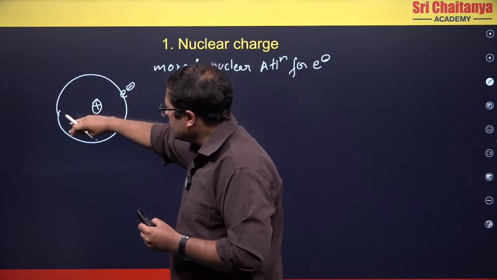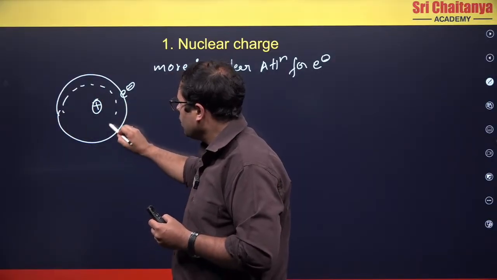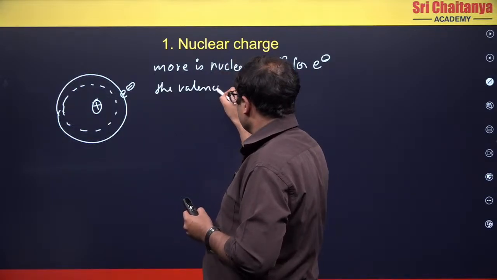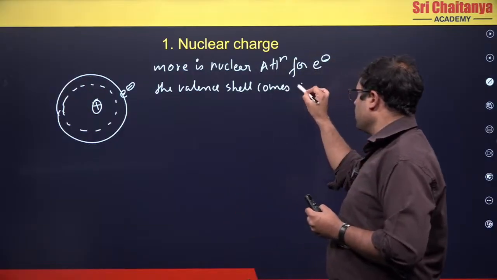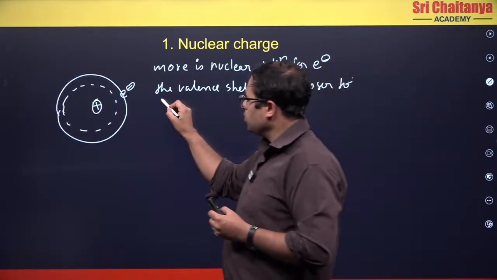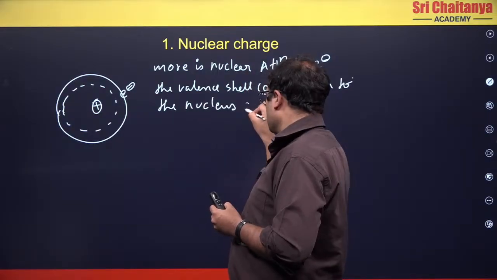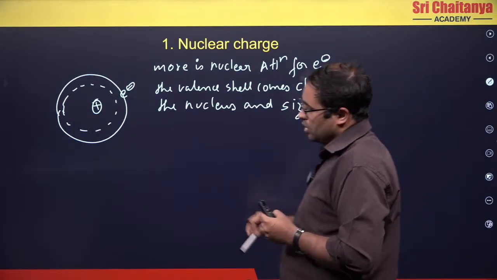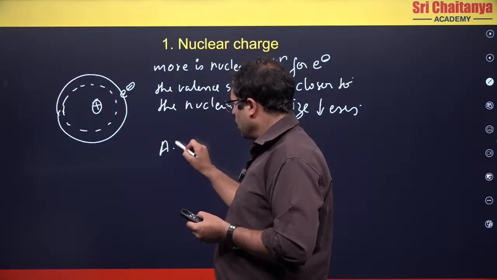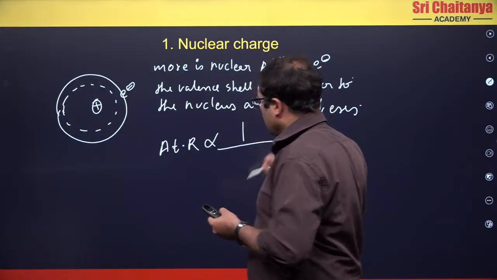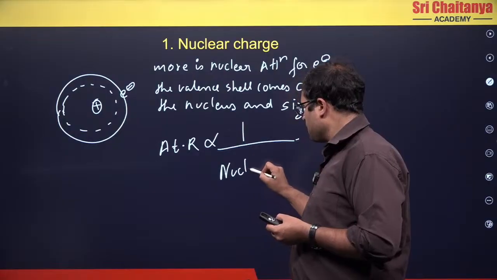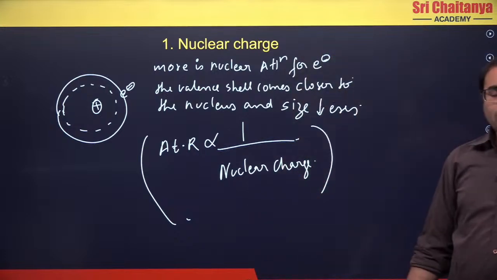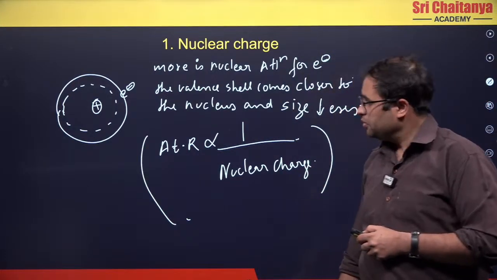What will happen? This valence shell will come close and shrink. The valence shell comes closer to the nucleus and size decreases. So I can clearly say that atomic radius is inversely proportional to nuclear charge. More is the nuclear charge, lesser will be the atomic radius.